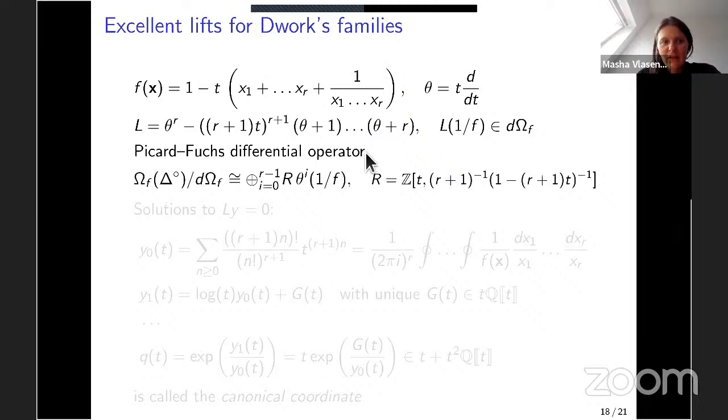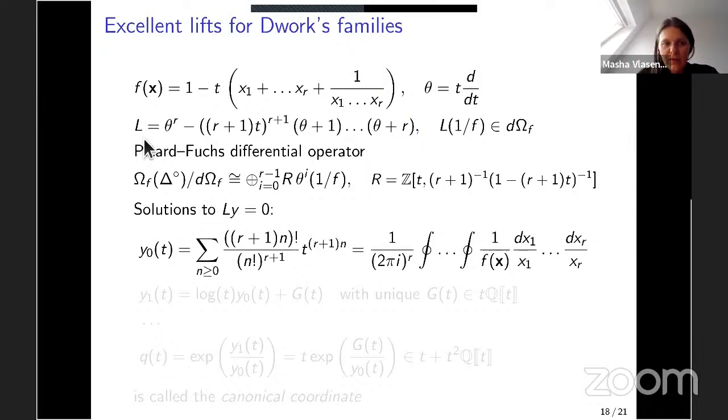In this case, if we consider the submodule omega f delta naught, the interior of delta, divided by derivatives, we will get a cyclic theta module of rank R. So this is a differential module with this differential operator. It's a cyclic module generated by 1 over f, and 1 over f satisfies this differential equation: L of 1 over f is 0 in this quotient module. Here we wrote the smallest rank R over which this isomorphism is true.